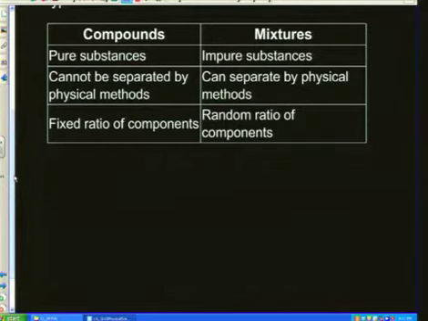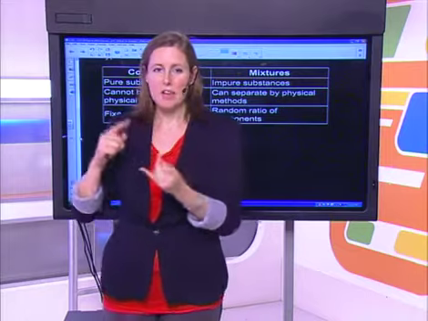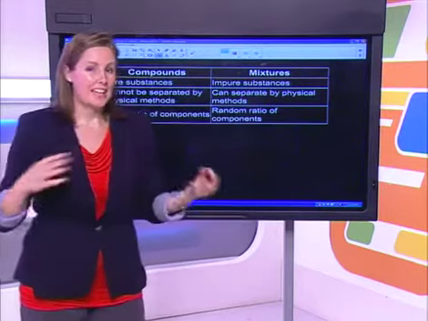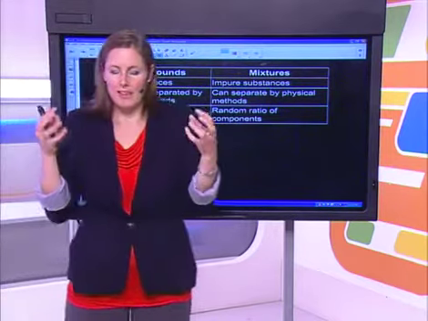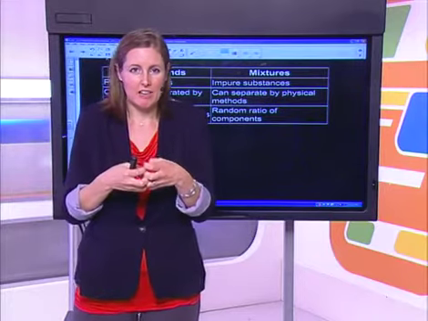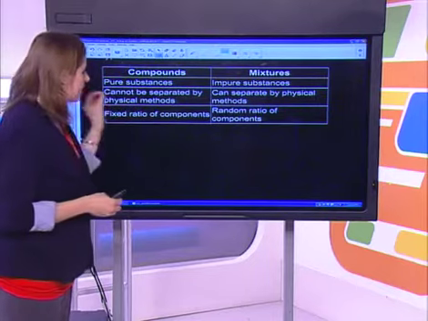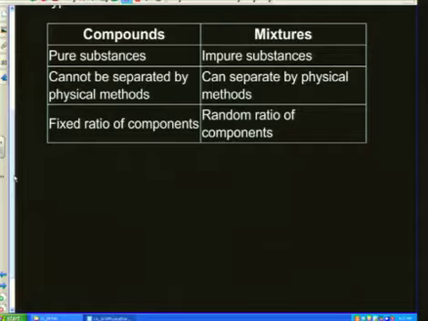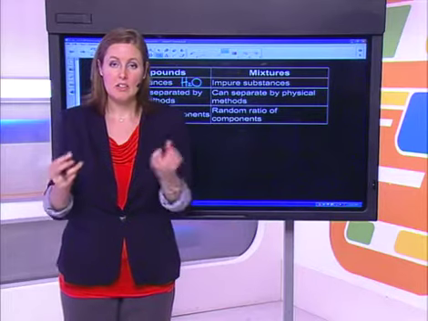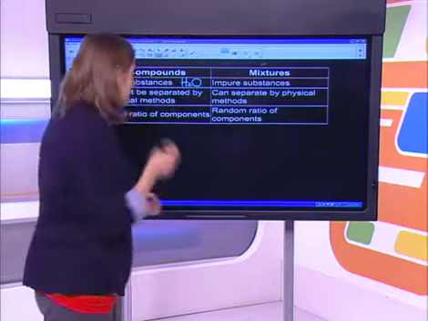Now, I've already given you a few examples of compounds, being water or iron sulfide, where these things have chemically joined together. So, it is a pure substance. It cannot be separated by physical means. So if I was to write here our example of water, H2O, that is now a new pure substance, and it has its own unique properties. In comparison, a mixture is an impure substance. It's not a pure substance. It's not got new properties.